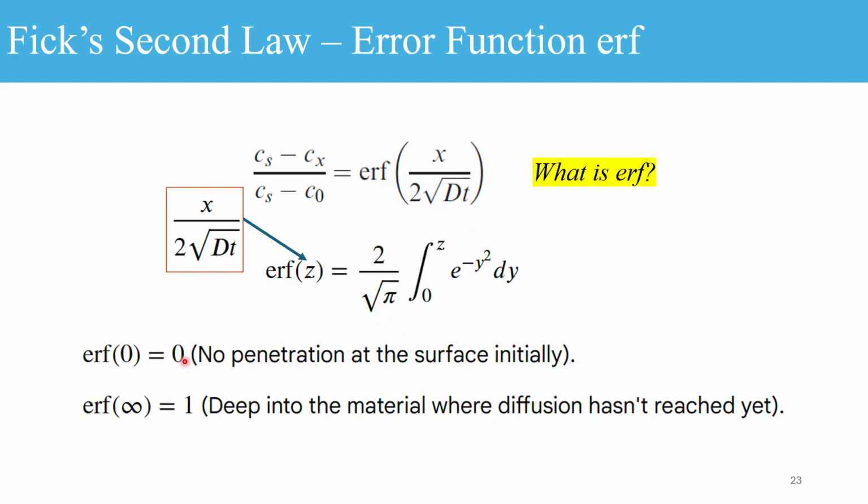And error function of 0 means 0, that is, there's no penetration at the surface initially. And error function of infinity means 1, which is deep into the material where diffusion hasn't reached yet. So let's look into some of the case studies here.